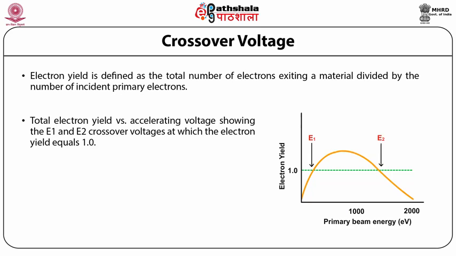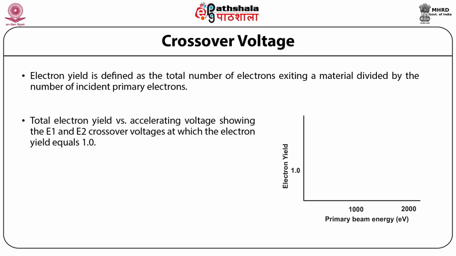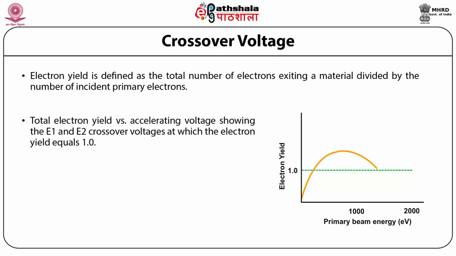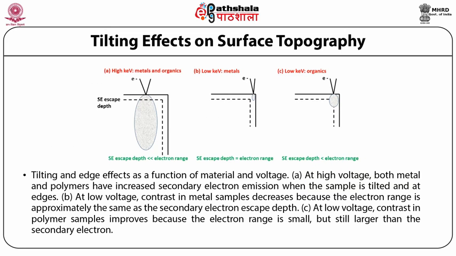thus, to prevent charging on the surface of the sample, an acceleration voltage equal to E2 should be used. The topographic contrast arises when there are local differences in the secondary electron coefficient, or if there are local differences in the efficiency at which the secondary electrons are collected.